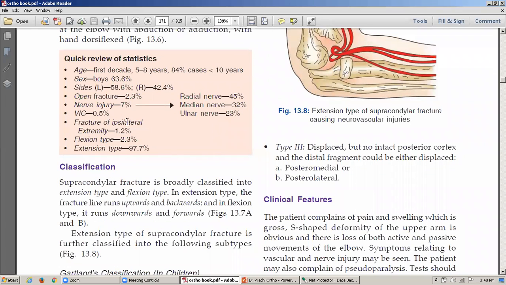The statistics give this review: age, first decade, 5 to 8 years, 84% of cases less than 10 years. In boys it is 63.6%; side, left 58.6%, right 42.4%; open fracture 2.3%; nerve injury 7%, that is radial nerve 45%, median nerve 32%, and ulnar nerve 23%; VIC, that is Volkmann's ischemic contracture, 0.5%; fracture of ipsilateral extremity 1.2%; and flexion type 2.3%, and extension type 97.7%.